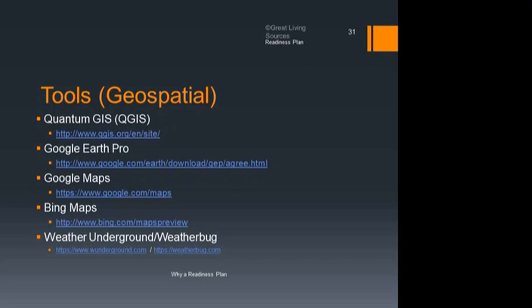All of these tools are free to download. They're basically what we call open source. The first one we're going to talk about is Quantum GIS, or it's also referred to as QGIS. Quantum GIS is a geospatial program that allows you to create products that are map-based, that allow you to do analysis on them.